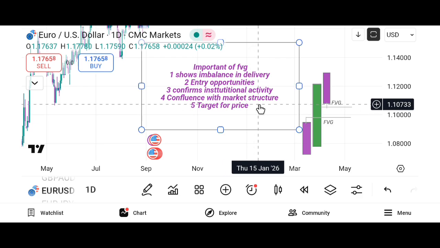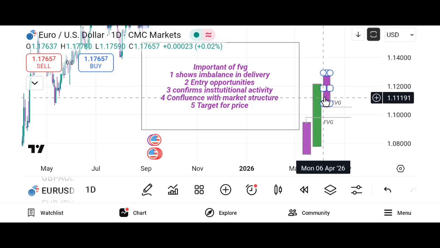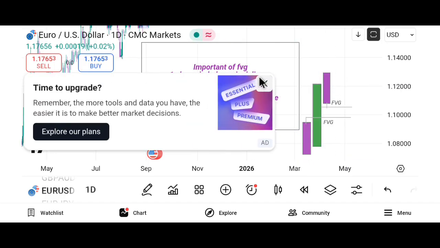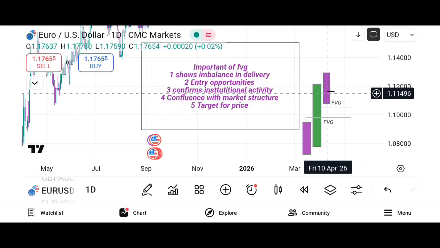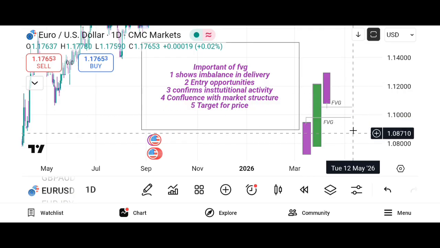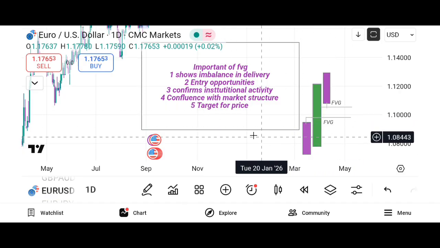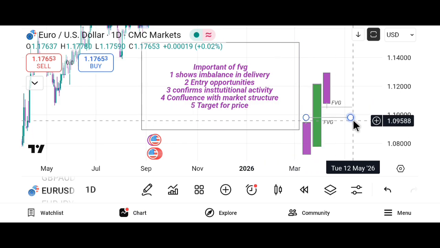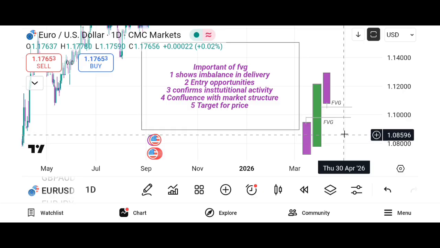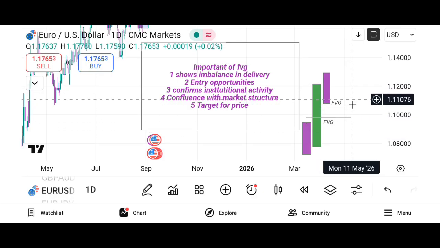Act as confluence with market structure. So for example, order block: once there is a fair value gap, that increases the chances of an order block holding. Another block that forms out of a fair value gap has the chances of holding, is a strong kind of order block. Then fair value gap can be used as target because market will always like to go and fill it up. So even if you don't take entry from a fair value gap, it can still act as your target. You can target a fair value gap to take profit.